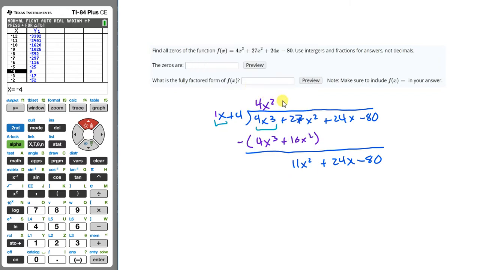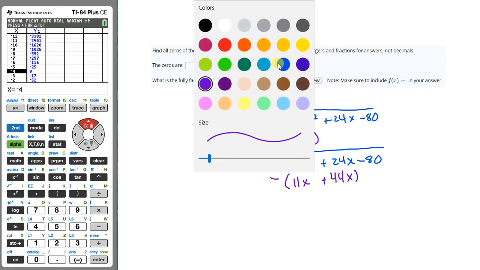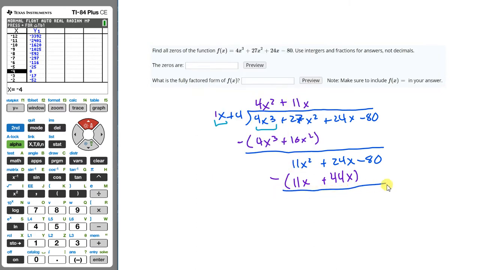I need plus 11x. I need the 11 to match the numbers. I need one more power of x to match the x squared. 11x times 1 is 11x. 11x times 4 is 44x. Okay, subtract all that. What do I get? Besides annoyed, I get what? 11x, oops, that's an x squared, sorry about that.